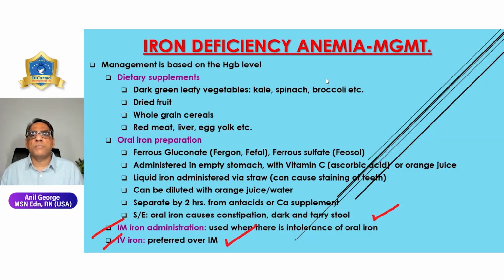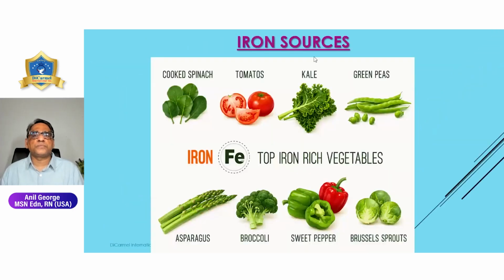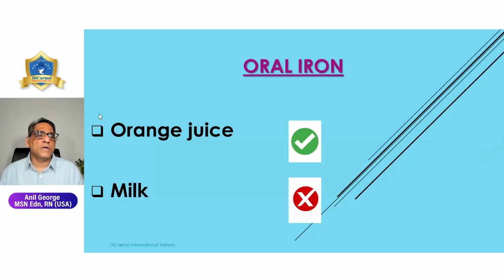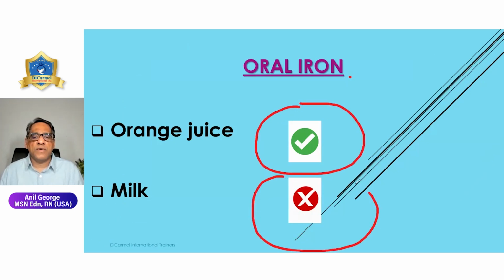So let's go a bit more here to the next pages. Yes, again, those are the common popular iron sources, as you can see: spinach, tomato, kale, green peas, Brussels sprouts, sweet pepper, broccoli, all those, pretty much most of those green leafy vegetables or similar items. And as we heard, oral iron, yes, we can give with orange juice, which is a source of vitamin C, which is acidic, and never with milk, never ever, because milk is alkaline.